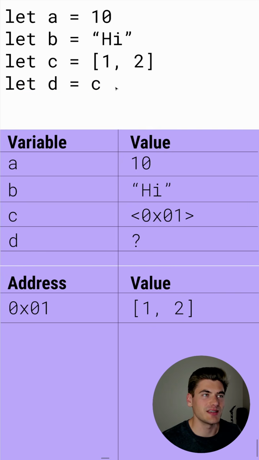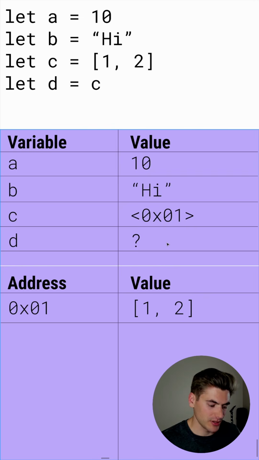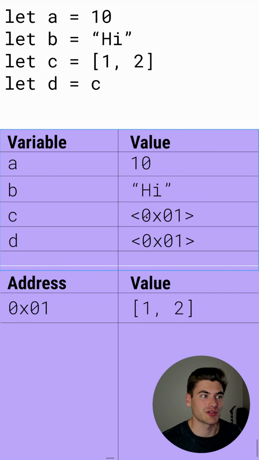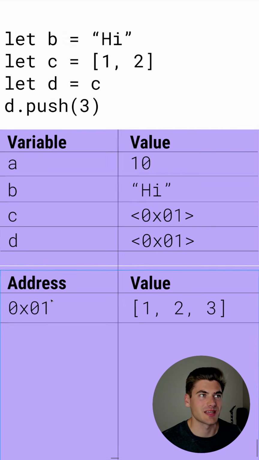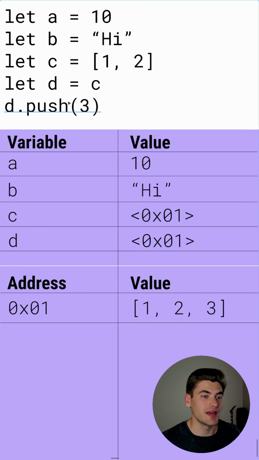For example, if we set d equal to c, you remember what we do is we take the value of the variable and set it to the value of the new variable. So our value for d is going to be the exact same as our value for c. So they both point to the exact same array. That means if we add a value to the end of d, it's going to add it to the end of our array, which is referenced by both c and d, so both c and d get that new value.